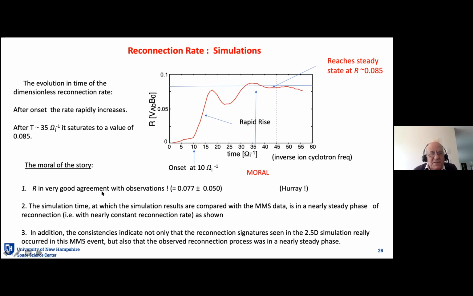The moral of the story is the following. The dimensionless reconnection rate is in very good agreement with the observations. Here we have 0.085, and there we had 0.077. This is rather good. Cause for celebration. Number two, the simulation time at which the simulation results are compared with data is in a nearly steady state. Notice steady state. The reconnection rate is not increasing much. Steady state of reconnection with a nearly constant reconnection rate.